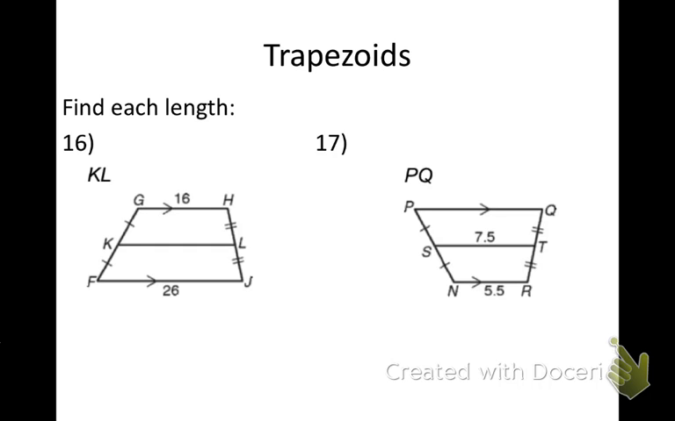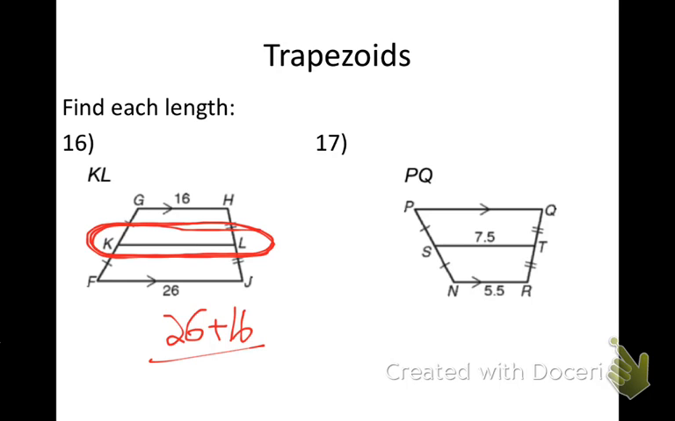And then the last thing, number 16 here. I want to find each length. I want to find KL. So if I look at this trapezoid, KL is where? Right in the middle. What would I do to find the distance for KL, Camden? 26 plus 16, and then divide by 2. And the distance for KL is what then, Camden? 21.